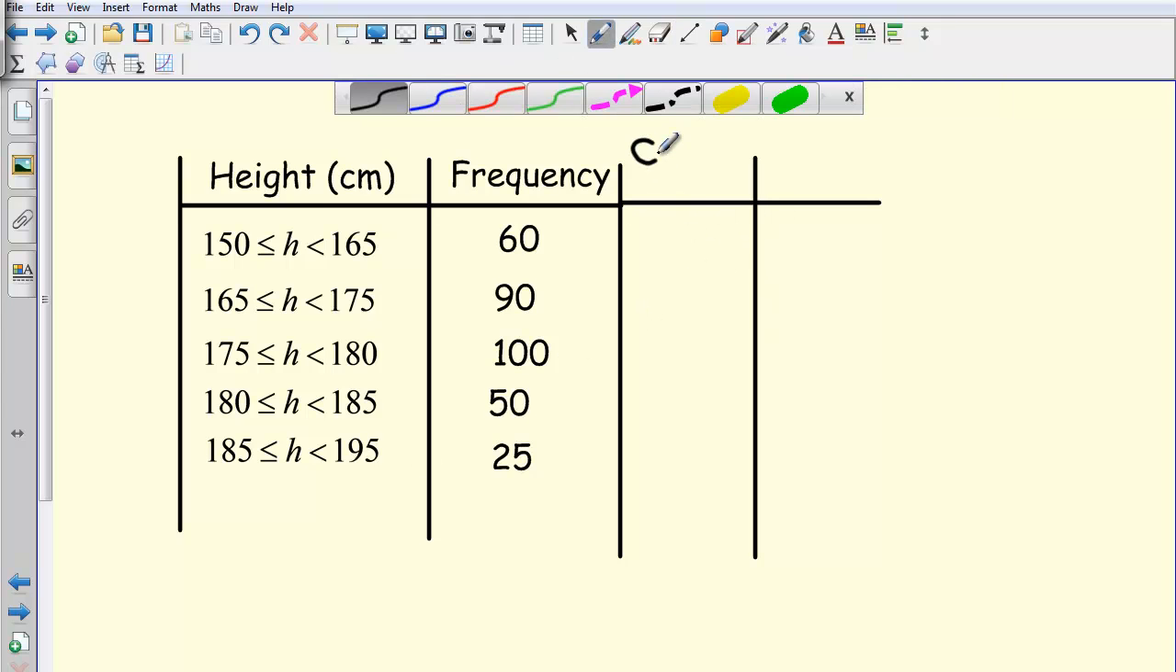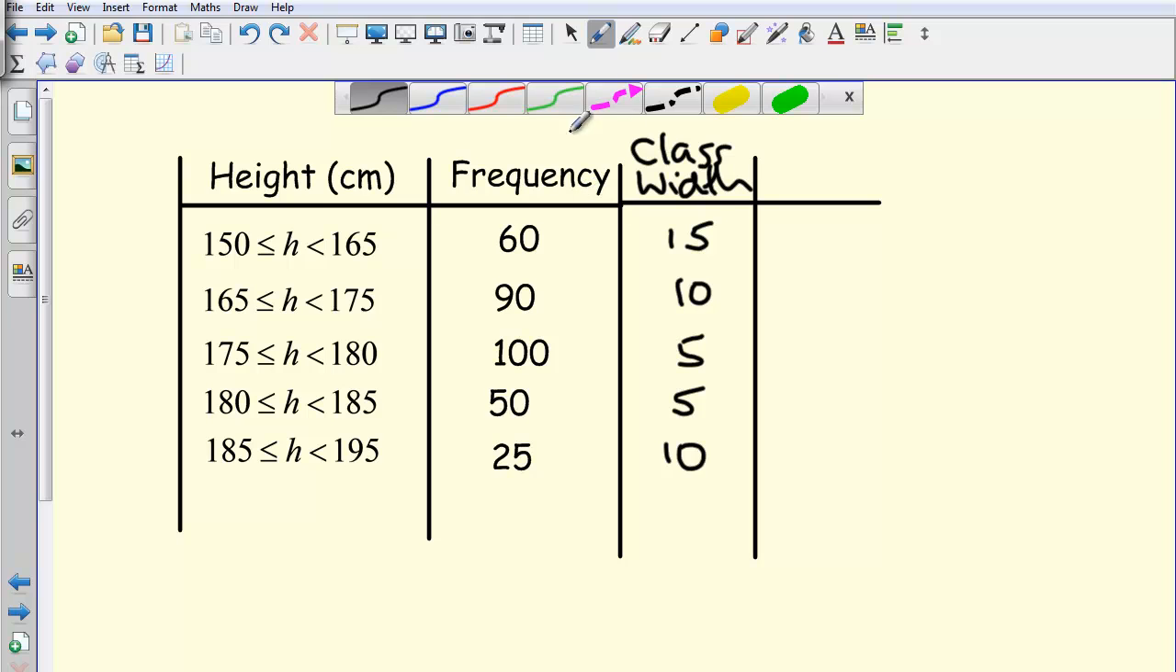This first one I'm going to call class width, and this is to take account of the fact that these groups are not equally spaced. That's 150 to 165, that's a width of 15, but this next group's a width of 10. This one's only 5, and then 180 to 185, that's 5 again, and this last group has a width of 10.